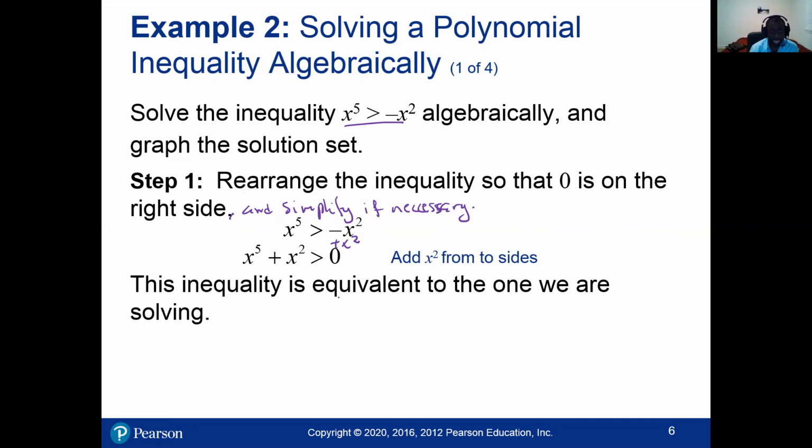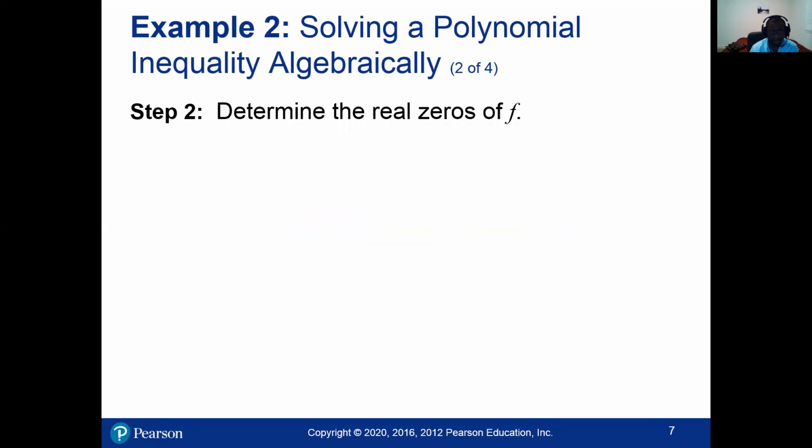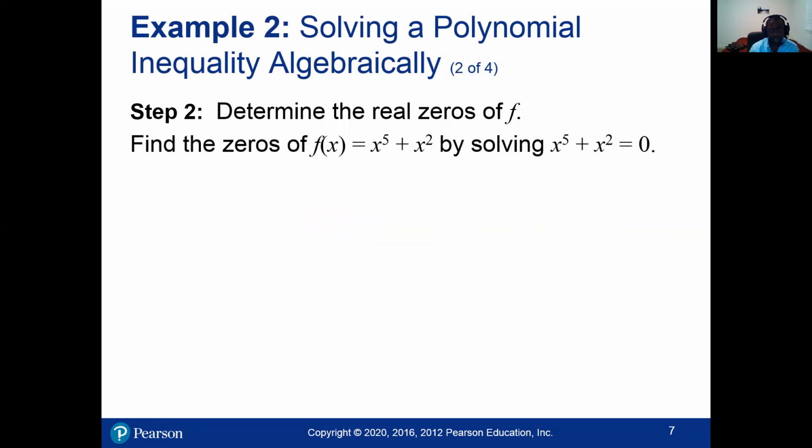This inequality again is equivalent to the original that we have above. That was the original equation. So we want to determine the zeros. Step 2, determine the zeros of f of x. So my f of x is x to the 5th plus x squared, and we set it to 0. That is finding the zeros, right?